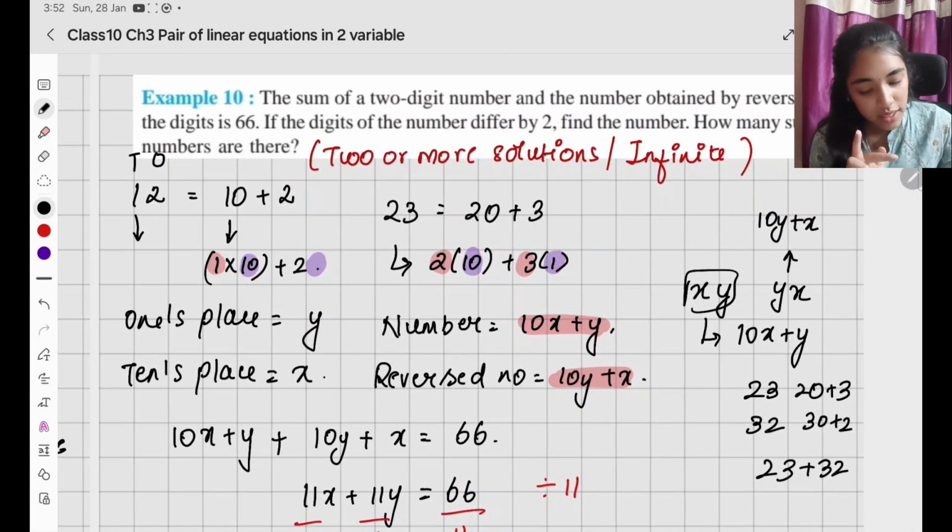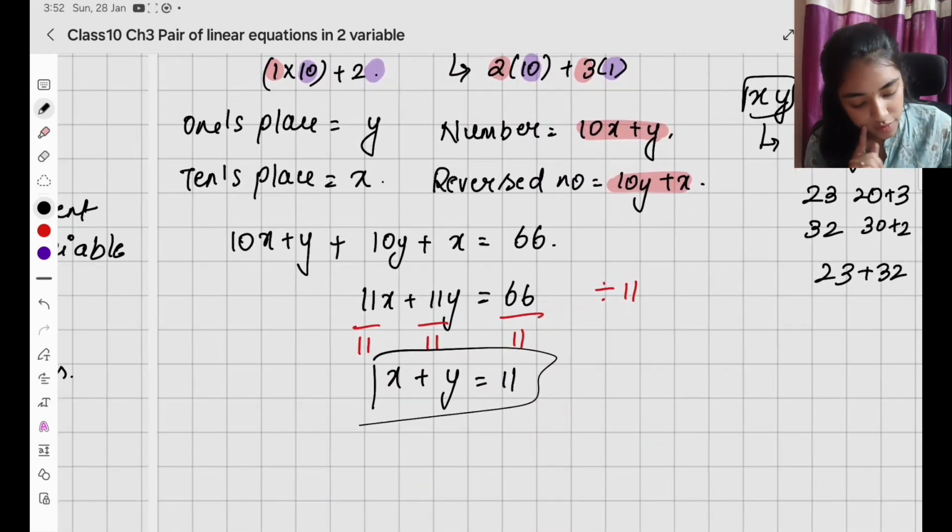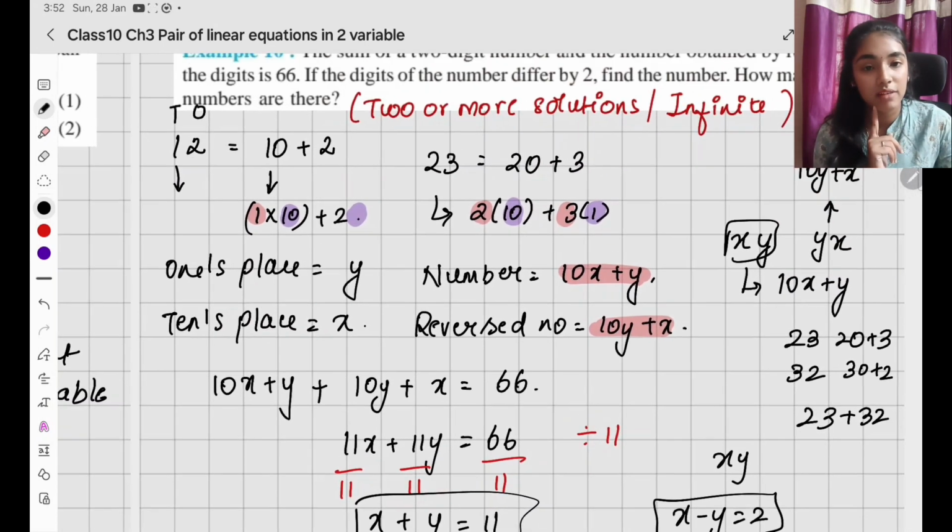If the digits of the number differ by 2. So the digits of the number na enna? You have x and y are the digits. So you have x minus y equals 2. The digits of the number differ by 2.